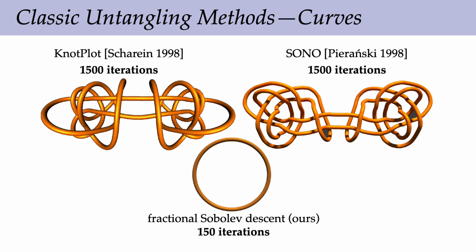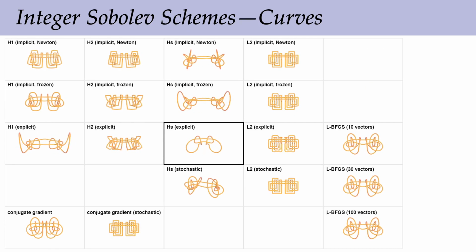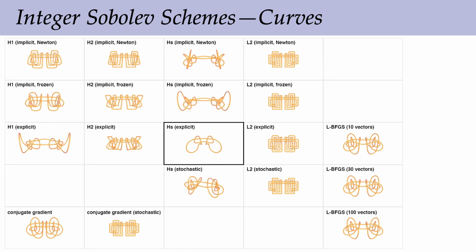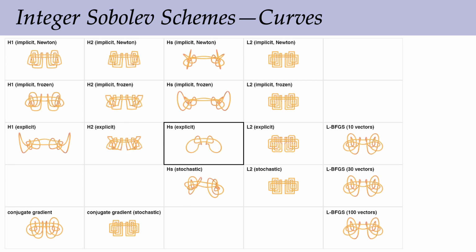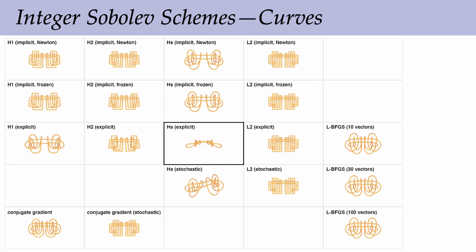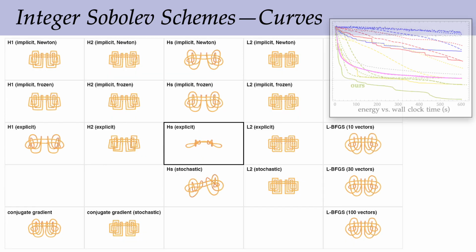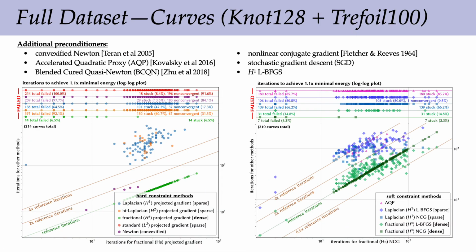This is sort of like just doing L2 gradient descent. We also tried out several integer Sobolev preconditioners, as well as some general purpose strategies like LBFGS, nonlinear conjugate gradient, and stochastic gradient descent, and found that our fractional Sobolev method does a much better job of reaching a minimizer. That's what's shown in the middle here. And that's true given the exact same amount of real compute time.